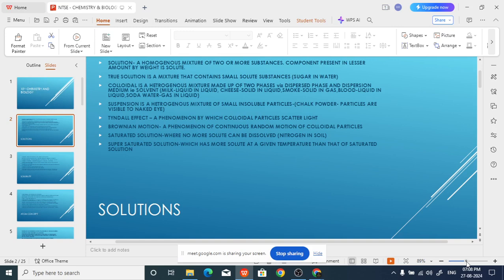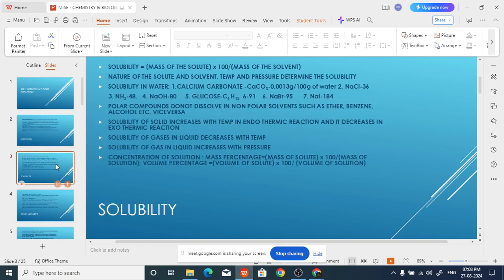Okay, so these are some of the things which you already studied in detail. I'm just recalling that. Then let's go to solubility. Solubility is the mass of the solute. How do you find the solubility of a particular solution? Mass of the solute divided by mass of the solvent into 100. That is why I have written it as mass of the solute into 100 divided by mass of the solvent. That will give you a figure that is called solubility.